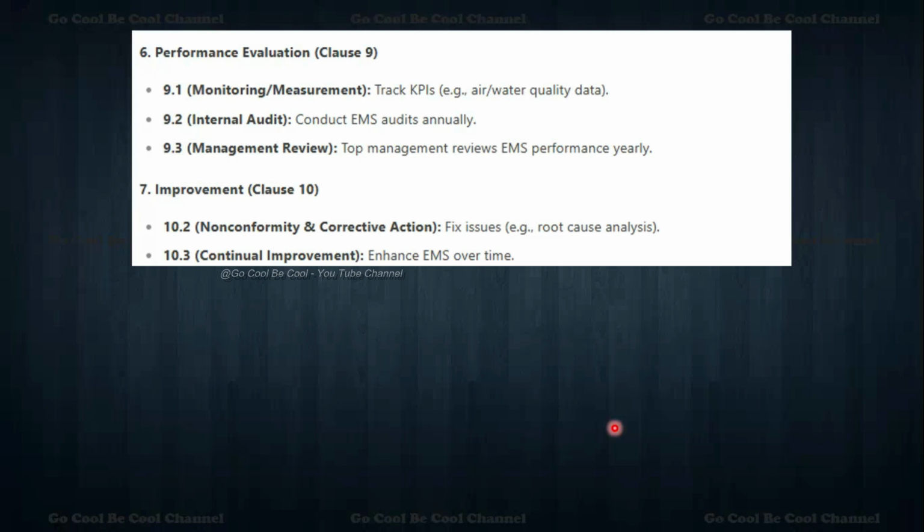Performance evaluation, clause number 9: monitoring and measurement track KPIs, generally air quality and water quality, which we can take up as main data. 9.2 is internal audit: conduct an EMS audit annually.